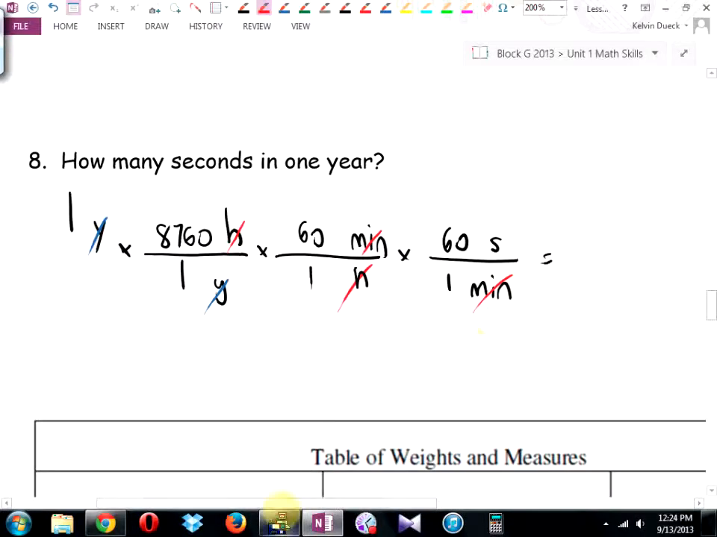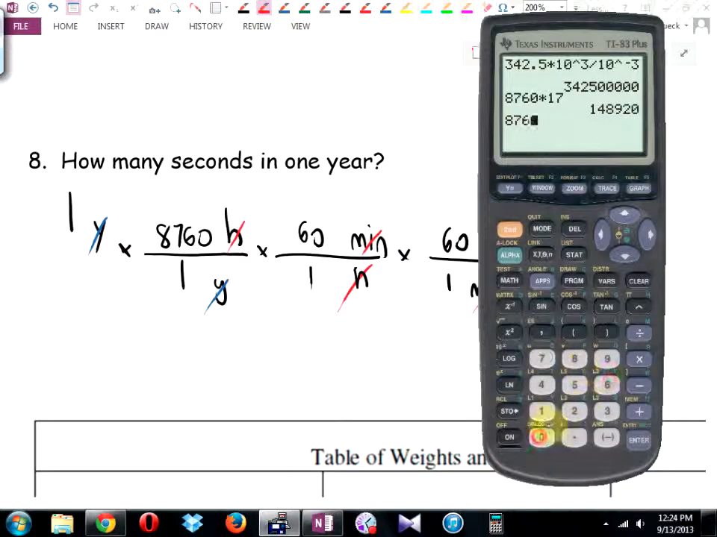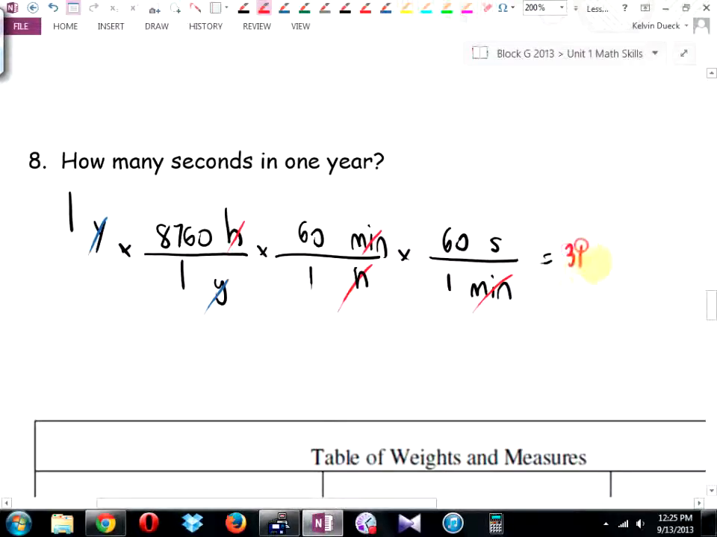You know what? 8,760 times, how about 60 squared instead of going 60 times 60? Why not use my exponent rules the way they're meant to be used? And I get 31,536,000. 31,536,000.